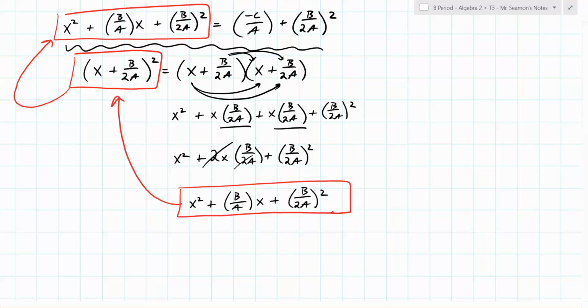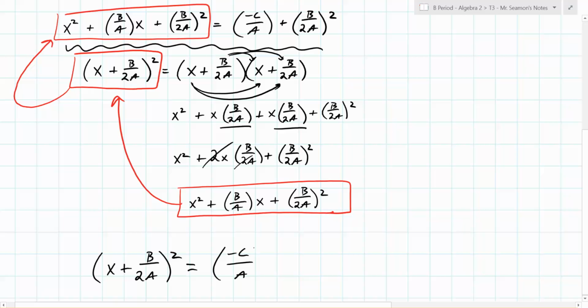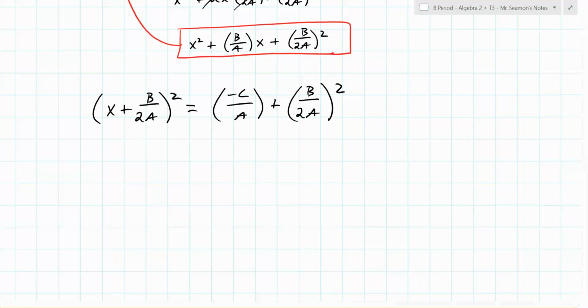We end up with 2a squared in parentheses, right? So we end up with x plus b over 2a what? Squared equals, what's on the left still? Negative c over a. Negative c over a plus what? B over 2a squared. So this is where we're going to pause for a second.